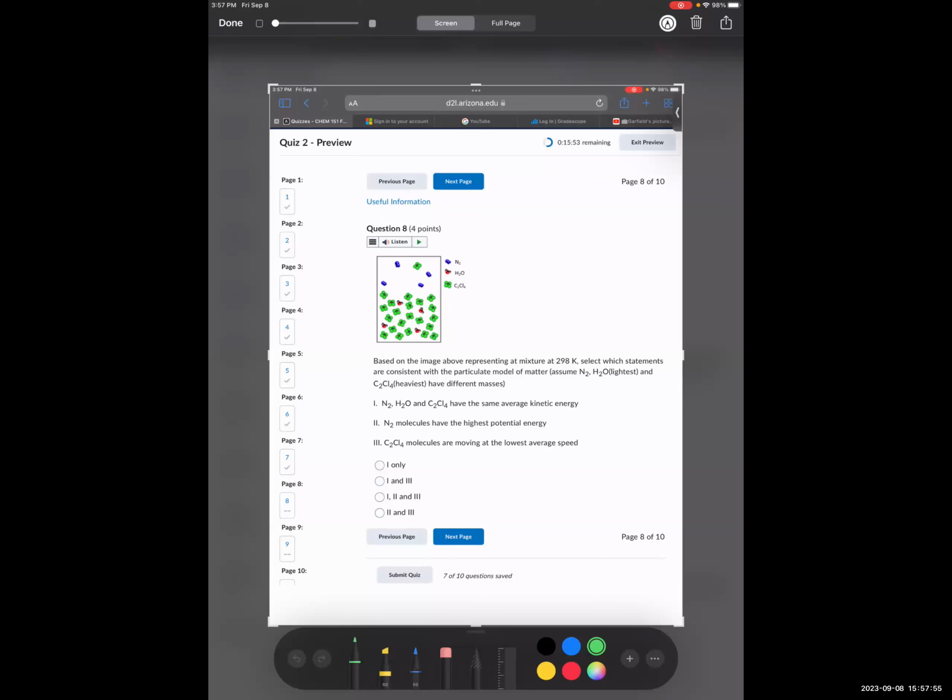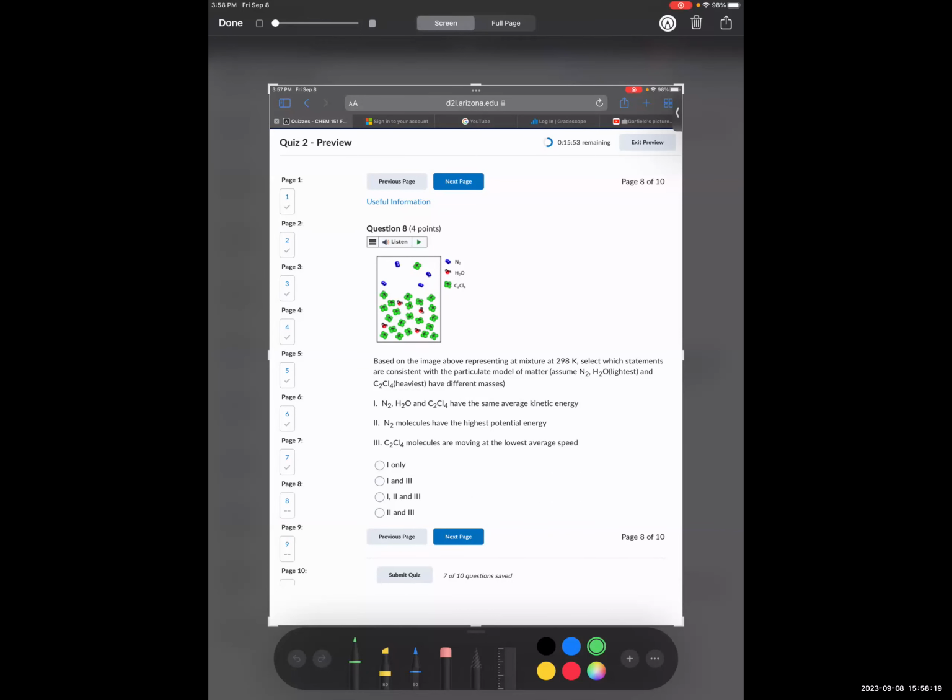You can see that most of the nitrogen particles, actually all of them, are in the gas phase, meaning they have the weakest attractive interactions between the particles, meaning they have the highest average potential energy per particle. Therefore, that is true. The weaker the attractive interactions, the higher the potential energy. 2 is true as well.